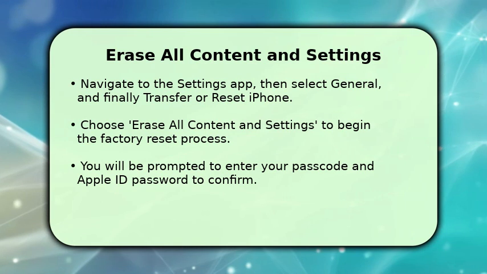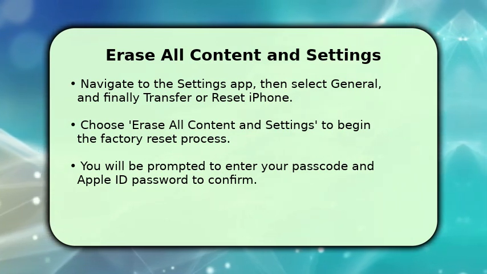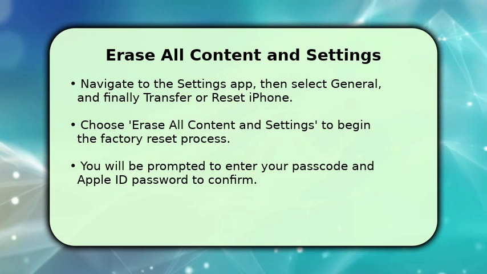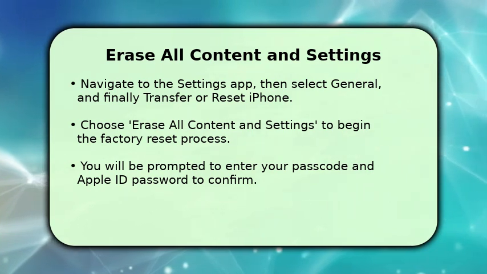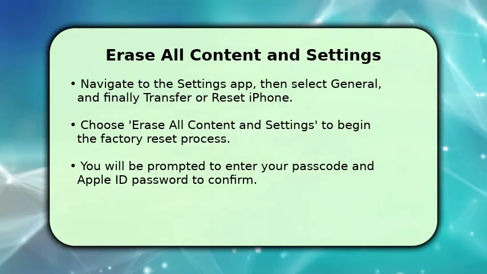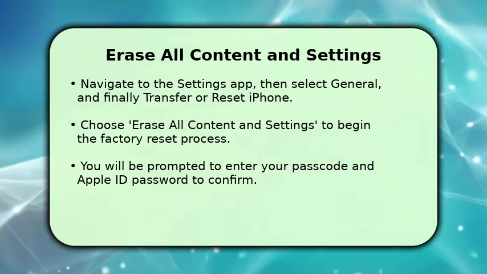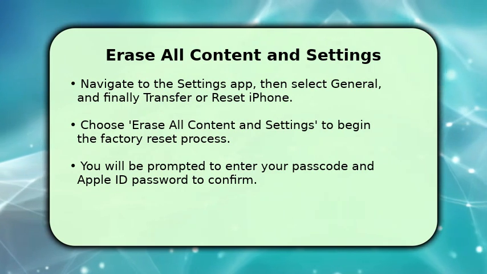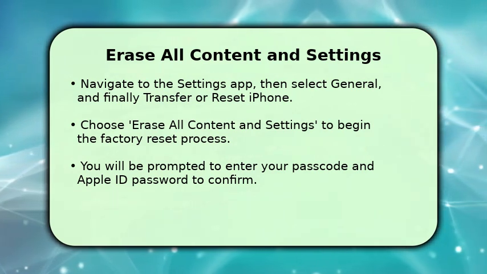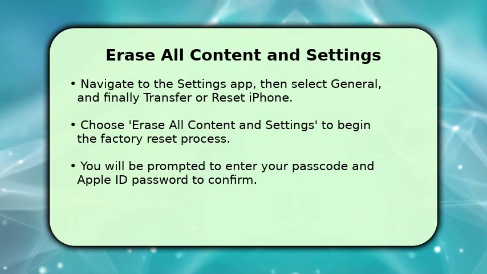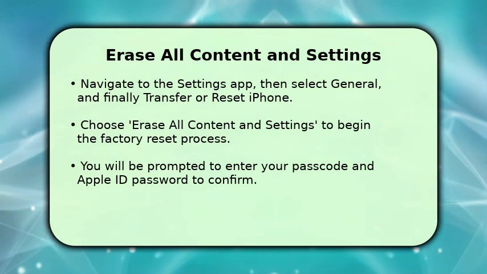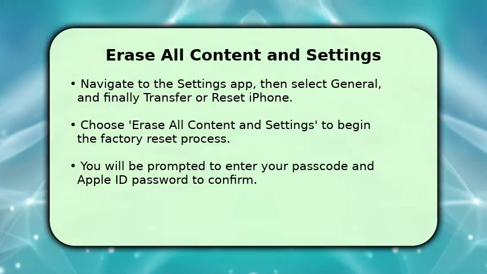Go to the Settings app, tap on General, then scroll down to Transfer or Reset iPhone, and select Erase All Content and Settings. You will be asked to enter your device passcode and your Apple ID password to confirm this action. This process will completely wipe all data, apps, and settings from your phone, effectively returning it to its factory default state, ready for a fresh start.